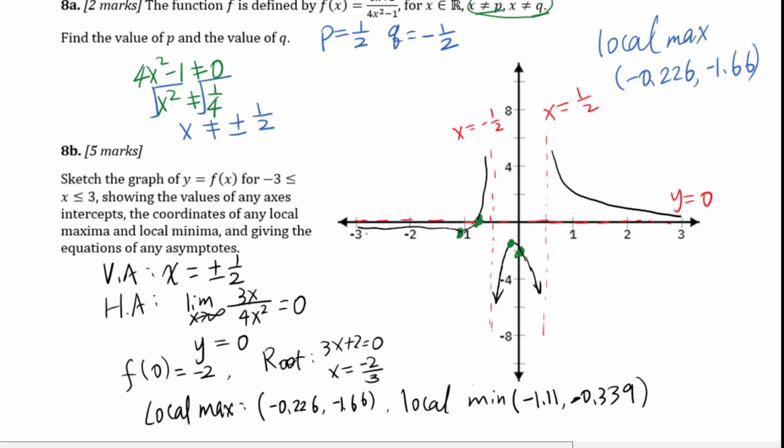Since we need to sketch the graph for x greater than or equal to negative 3, less than or equal to 3, you have to make your graph end at x equal to 3 and x equal to negative 3. Then you need to label.